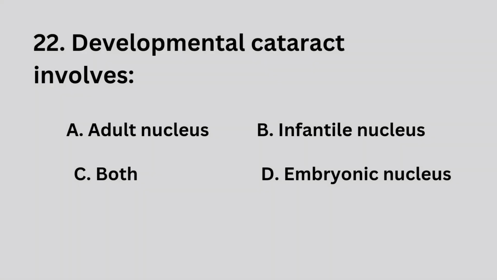Next question. Developmental cataract involves option A adult nucleus, option B infantile nucleus, option C both A and B, option D embryonic nucleus. Correct answer is option C both A and B.